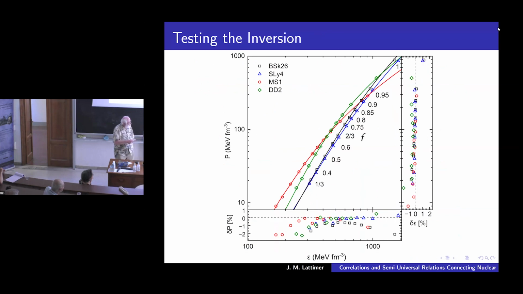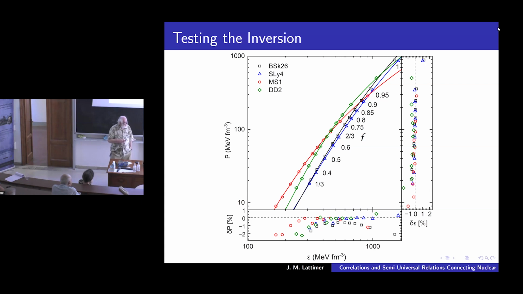So here's an example. Here's 4 different commonly used equations of state shown in different colors. So we computed the mass radius curve from those equations of state. We used those analytical formulas to find the central energy densities and pressures of these different fractional mass stars, fractions of the maximum mass, and plotted them against the original equation of state. And you can see the errors are typically on the order of a percent or less in both energy density and pressure.